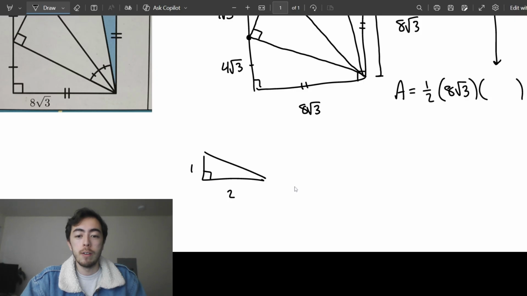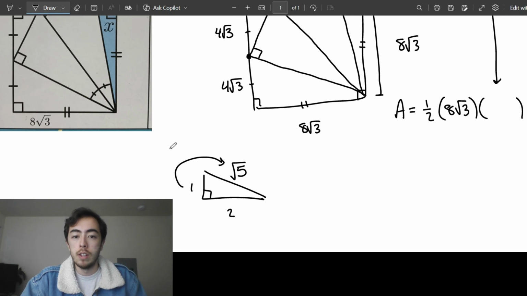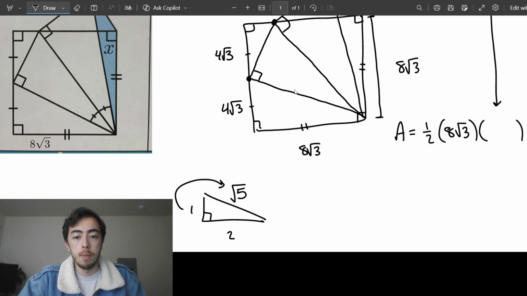The Pythagorean theorem here would just say that 1 squared plus 2 squared is equal to the hypotenuse squared. And that just tells me that the hypotenuse here is √5. And this helps me with my diagram because I know that I could just multiply by √5 to go from the shorter leg to the hypotenuse. So this will be 4√15.